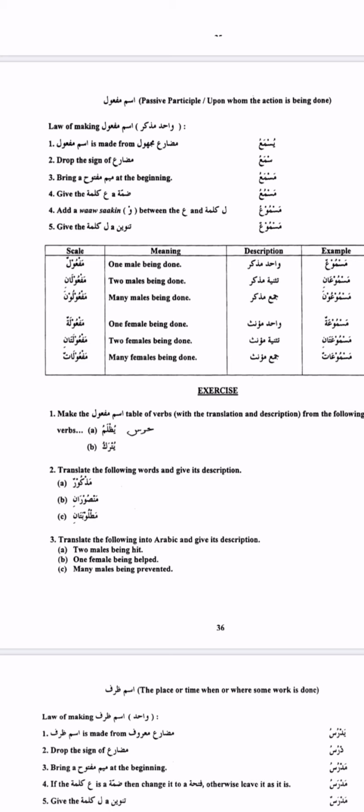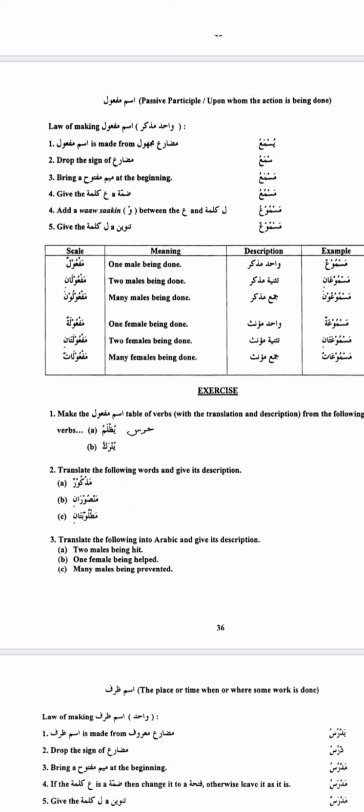Mim maftuh means mim with a fatha. And what do you get? Masma'u. Then you give the ayn kalima a dhamma. What's the ayn kalima? Mim. Seen is the fa kalima, mim is the ayn kalima, and ayn is the lam kalima. So you will give the mim a dhamma, and you get masmu'u.